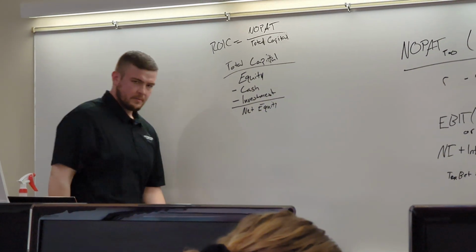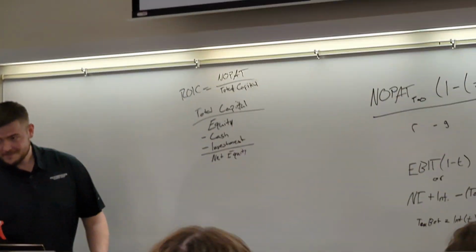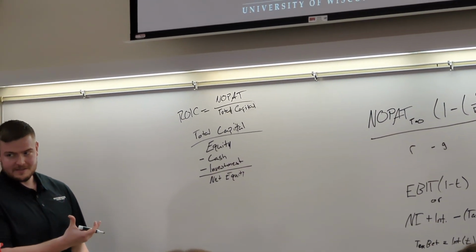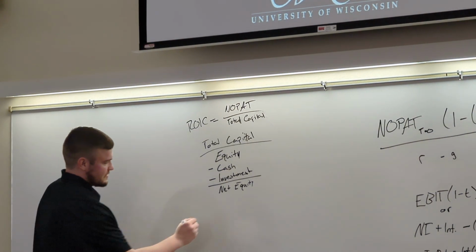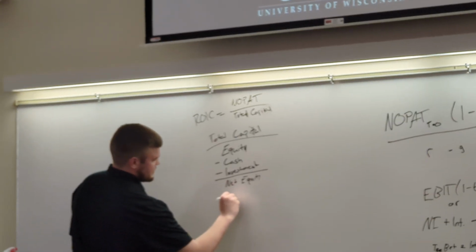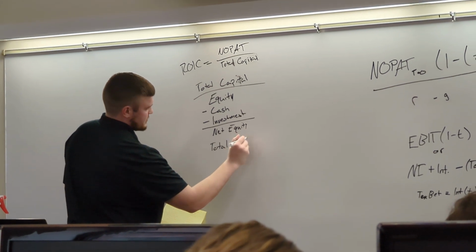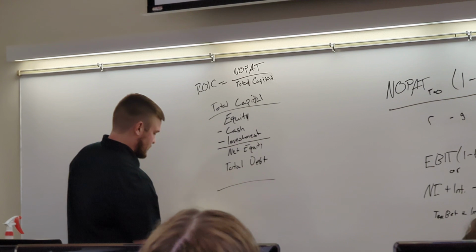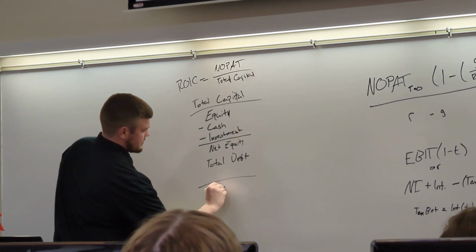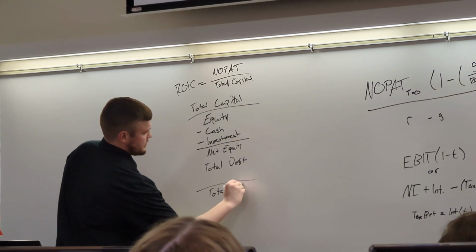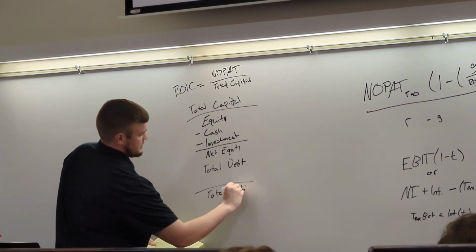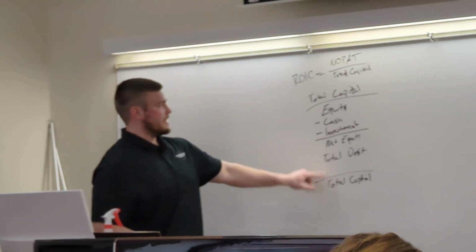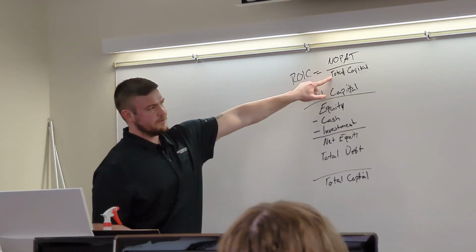What other source of capital am I missing? I can't just stop here. Who else has a claim to these assets? Debt holder. Total debt. I'll leave a space here for a little bit more in our example, but this will give us total capital. All right. So now I have NOPAT, I have total capital.